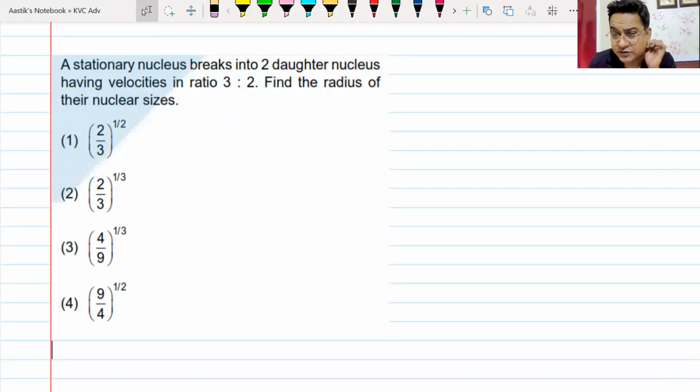A stationary nucleus breaks into two daughter nuclei having velocities in the ratio. Find the ratio of their nuclear sizes. If I remember correctly, we had done a question like this in the class. So it's given that their velocities are in the ratio 3 is to 2. So their masses will be in the ratio 2 is to 3. And the nuclear size is A naught into the cube root of the mass number. Therefore, your answer will be 2 by 3 raised to the power of 1 by 3. I hope you understand this.